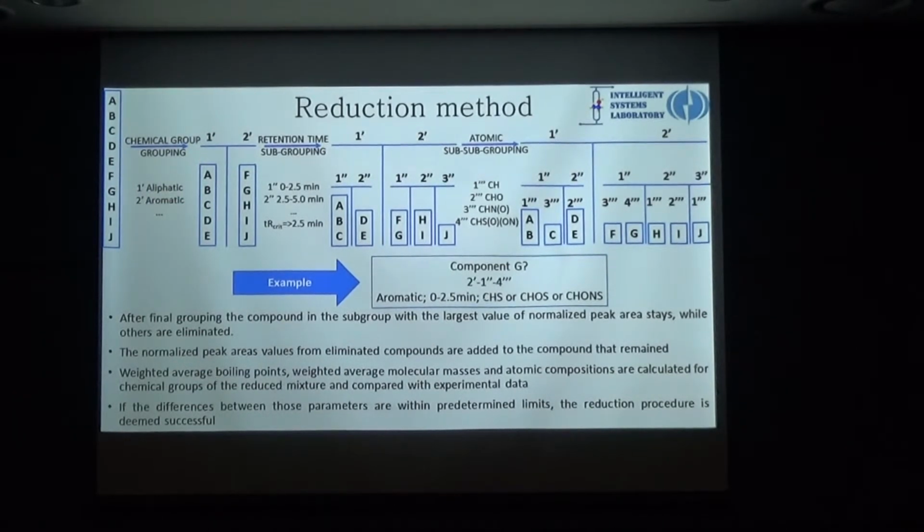Now, therein comes the third reduction criterion, which is essentially testing of the reduced mixture against the original mixture, where the weighted average molecular masses and boiling points are measured for chemical groups of the reduced mixture, and the absolute difference between the same things in the original one is calculated. If that difference is above the reduction criteria, then the reduction is not well performed. The criteria were 15 grams per mole for molecular mass and 30 degrees Celsius for boiling point.